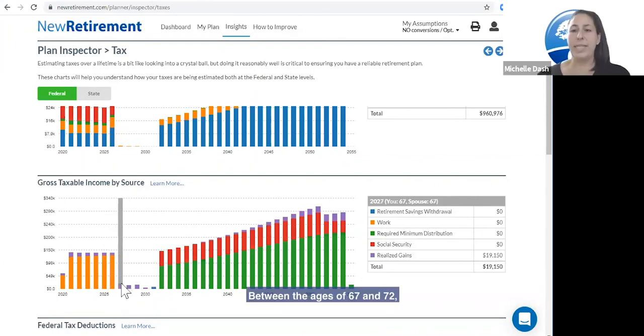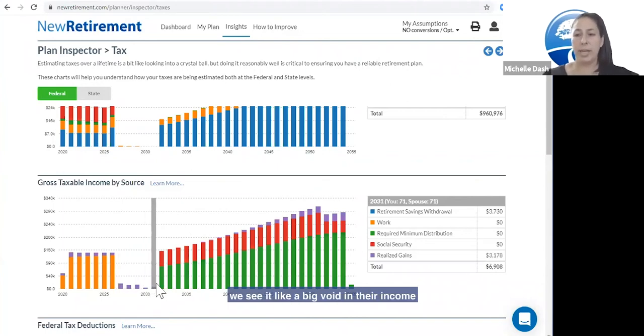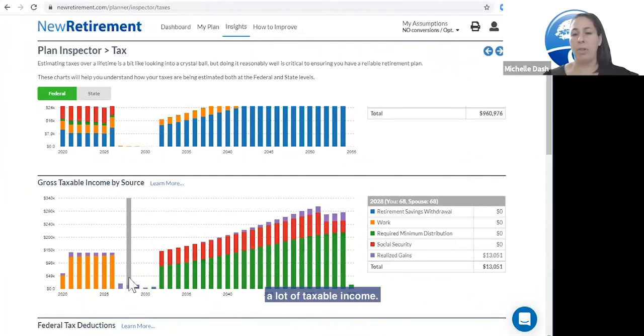Between the ages of 67 and 72, so the time when they retire to the time when they have to take RMDs, we see a big void in their income that's being taxed, okay? Because they're going through a period where they don't have a lot of taxable income. And this is really the window when a Roth conversion might be a really good strategy. So you've gone from high earning years to very, very low earning years, or no earning years in this case.